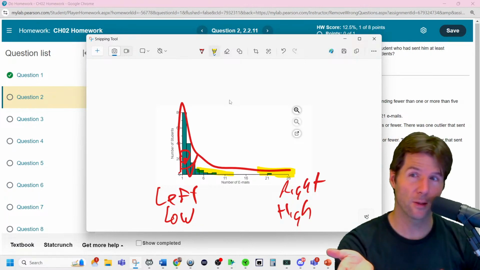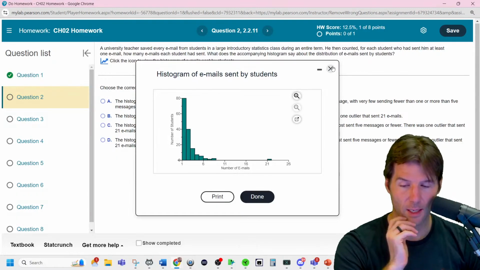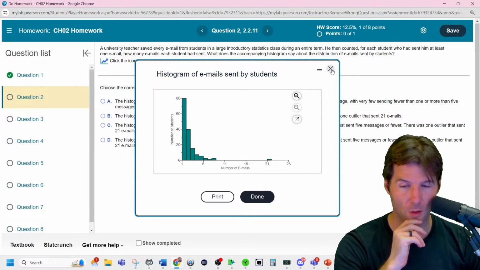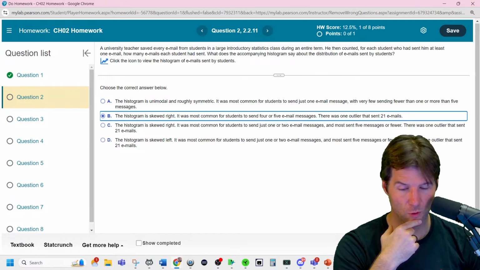Right is the higher numbers, the numbers on the larger side. So this is very right skewed. And so the histogram is unimodal, meaning one peak. It's skewed to the right. And there was an outlier here. I think this is correct.